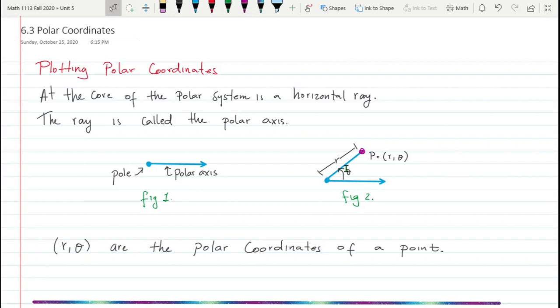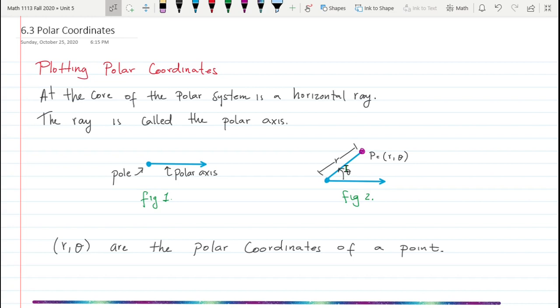In 6.3, we're going to talk about polar coordinates. Just to give you an idea, it's something similar to what we already know about plotting a point, where we use a rectangular coordinate system. The polar coordinate system is just a different system that helps us graph things that are not square, and it works better for circles or curves, if you will.